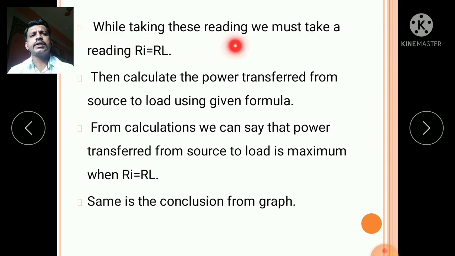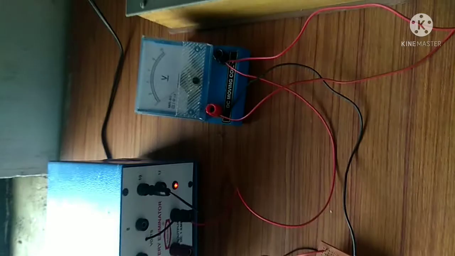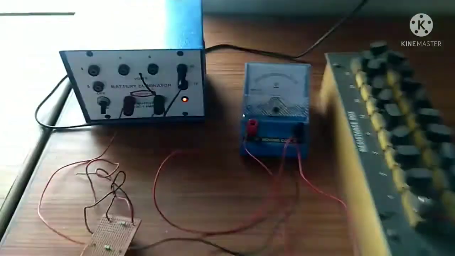While taking these readings, we take a reading where Ri is equal to RL. Then calculate the power transfer from source to load using the given formula. From the calculation, we can say that the power transfer from source to load is maximum when Ri is equal to RL. The same is the conclusion from the graph. The maximum power transfer theorem.